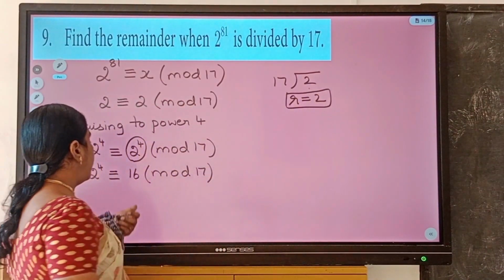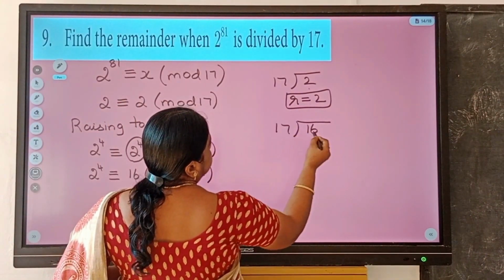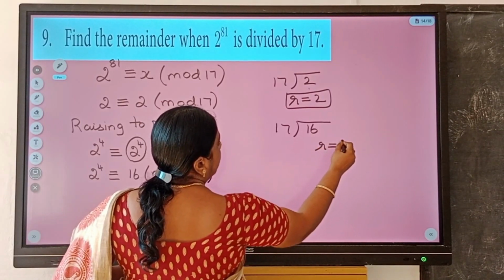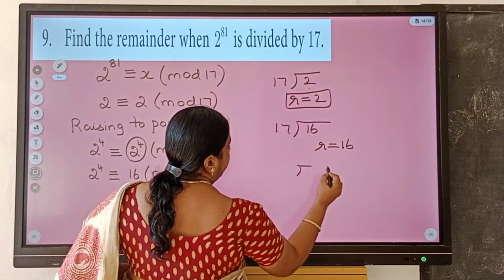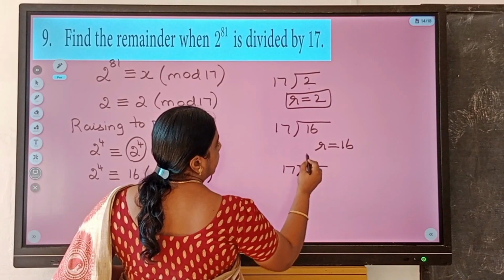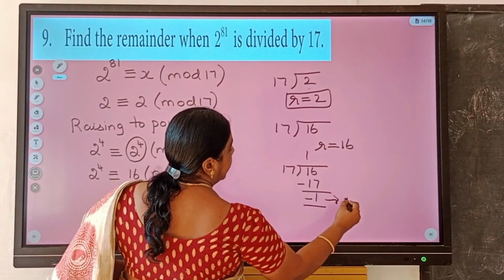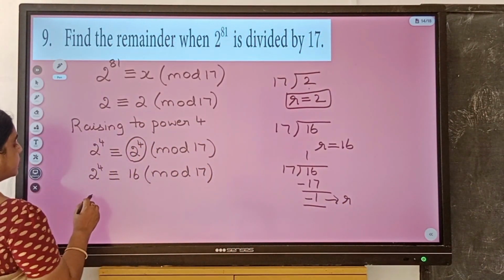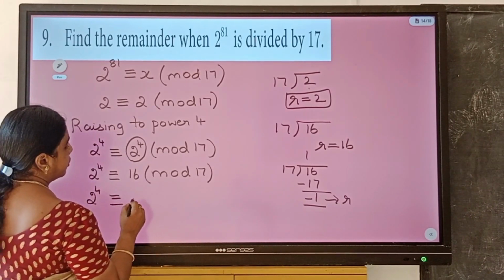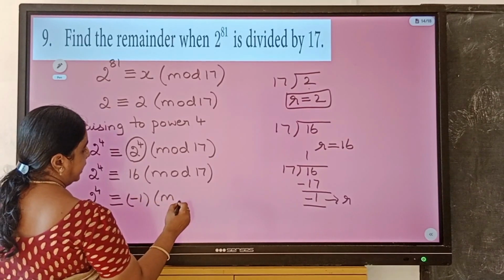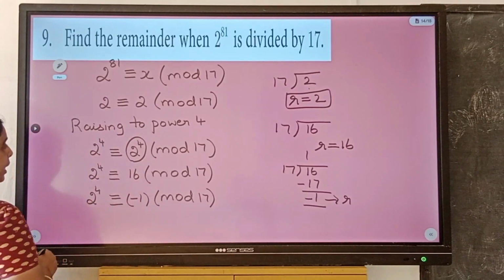The same way, here 16 also is a smaller number than 17, and I can just leave it off as such. But now here we are going to do a small change. If I divide 16 by 17, when I subtract, my answer would be minus 1, and this is my remainder. So 2 power 4 is congruent to minus 1 mod 17. When 2 power 4 is divided by 17, I get the remainder minus 1.